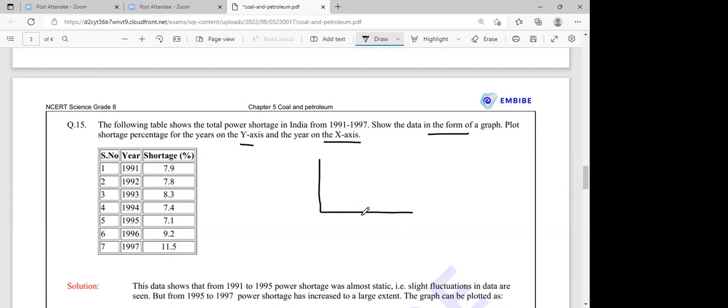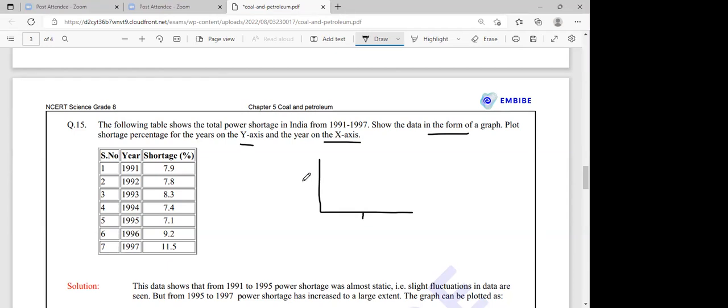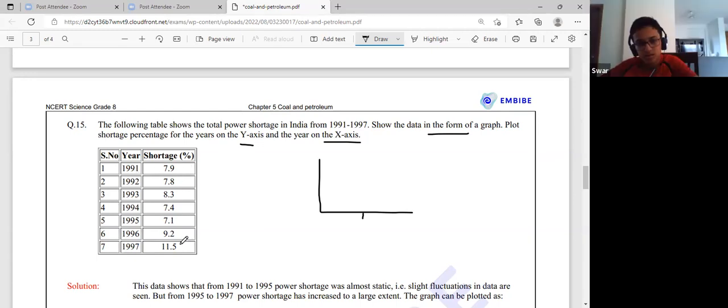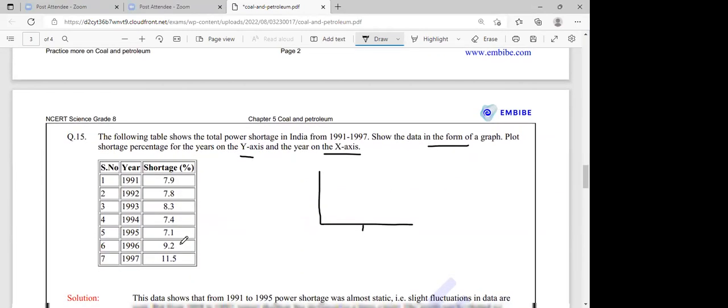So here you will plot the x-axis, the years. And the percentage will be here. Okay. So for 1991, you have to make 7.9 like this. Just draw it. You have to make a graph. Mark the points over here, and after that, you'll join the points. Okay.